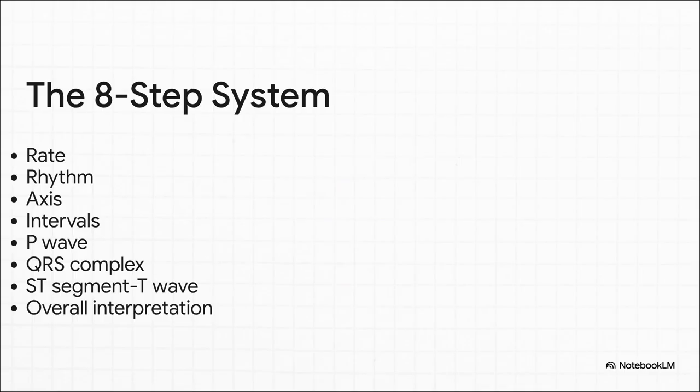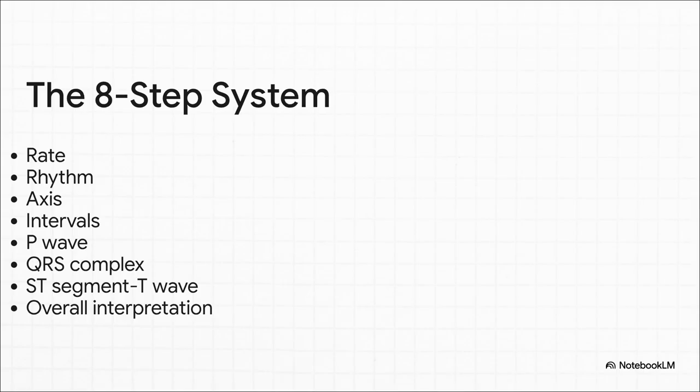You start right here with this 8-step system. I want you to think of it like a pilot's checklist. First, you get the basics, rate and rhythm. Then you get your bearings, the axis. Then you measure the timing, the intervals. After that, you inspect the shape of everything piece by piece, the P wave, the QRS, and the STT wave. And only then, at the very end, do you put it all together for your overall interpretation.